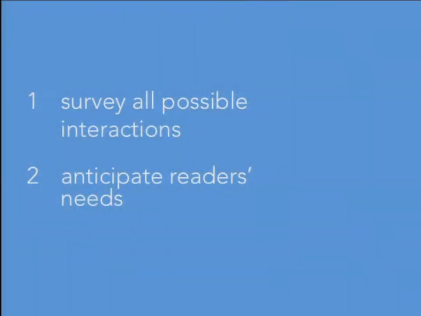So how do we make a human-centered visualization? Well, there are 2 steps. One is we survey all the possible ways our readers can interact with our data, and 2, we anticipate their actions. How do we distinguish between these 2 steps? Well, one is a technical process, and the other one is a human one. It's psychological.